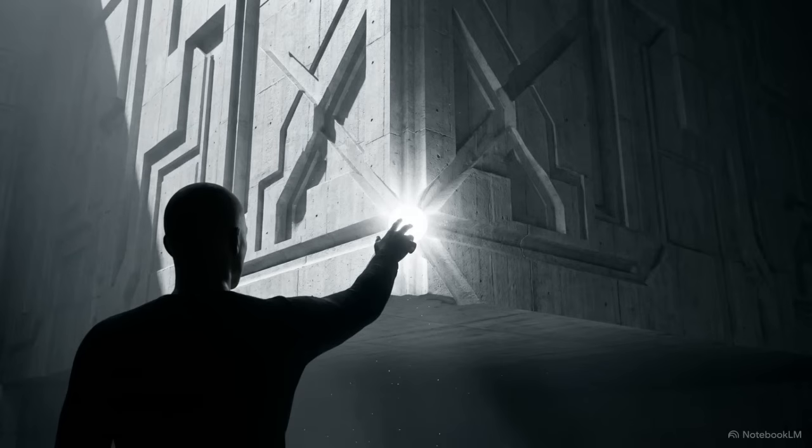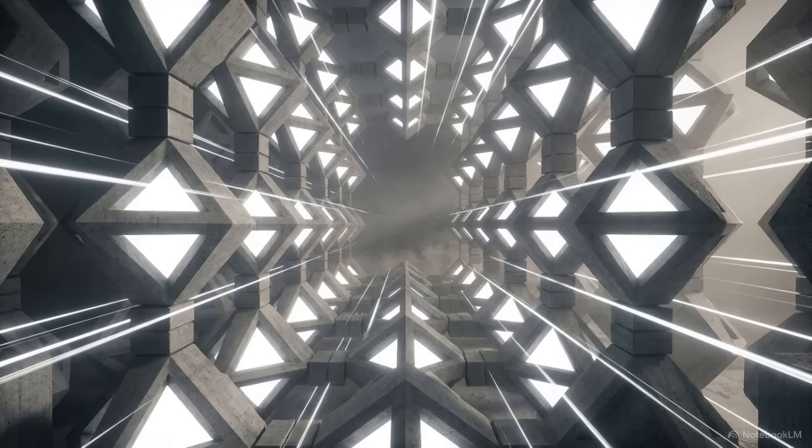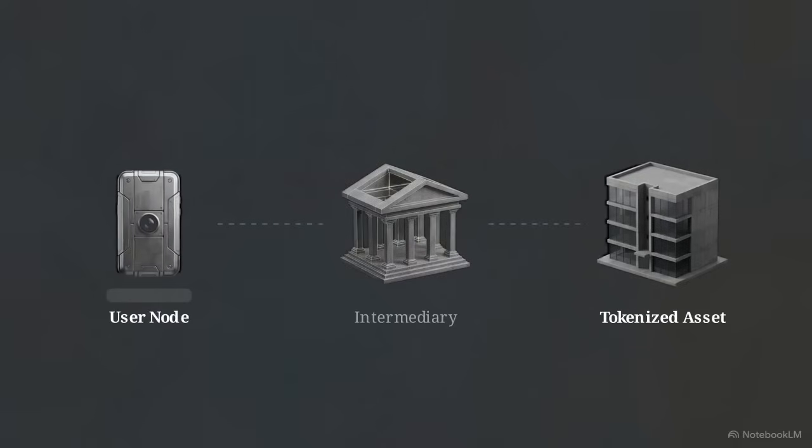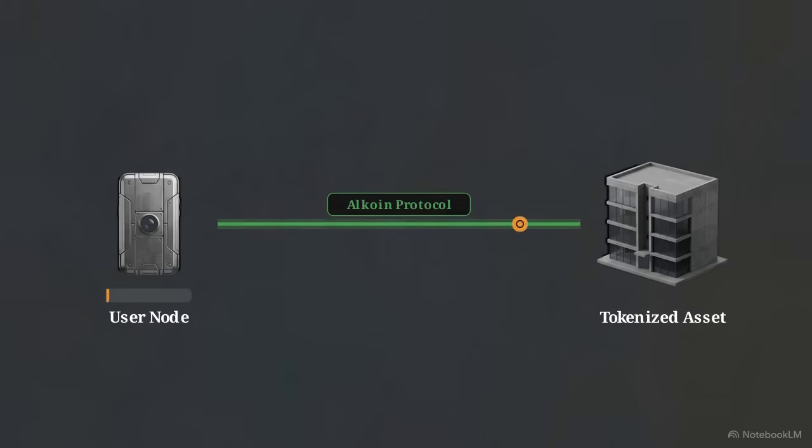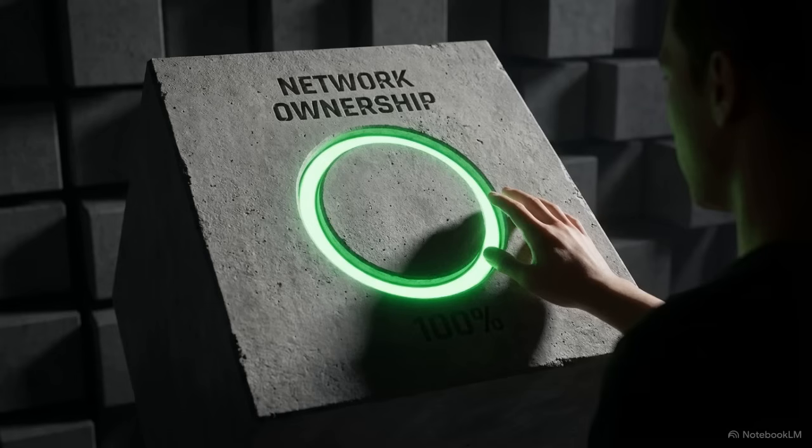This ecosystem changes the technical role of the individual user. The user's digital wallet functions as an active, operational node on the network. These nodes are tasked with validating the Alkoin network. By providing this validation, nodes capture the yield generated by the tokenized real-world assets held within the system. This bypasses traditional banking intermediaries, allowing for direct peer-to-asset connectivity. Within this ecosystem, the act of participating in global remittance builds personal, yield-bearing network ownership.